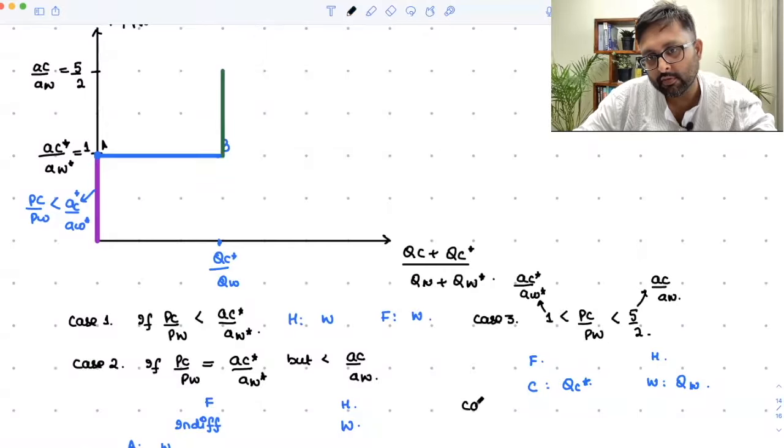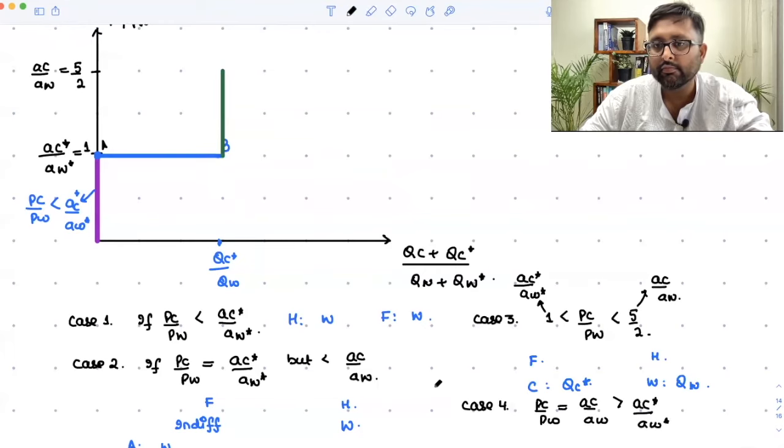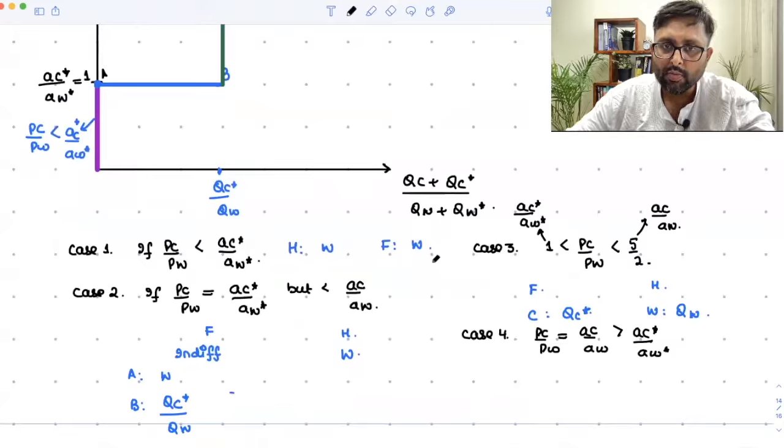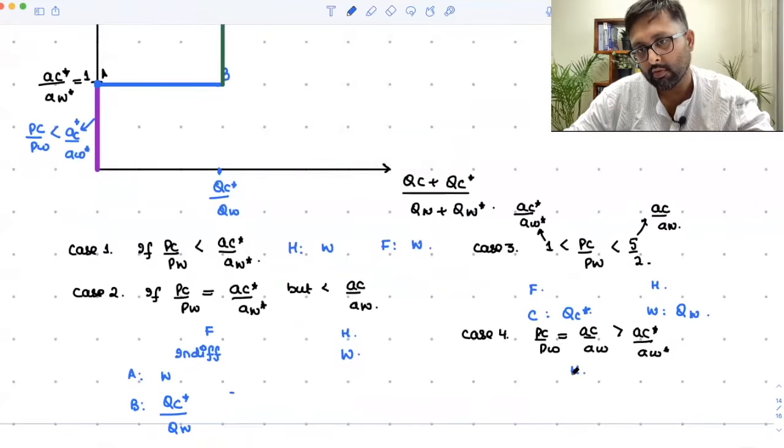Then case 4. PC by PW is equal to AC by AW. Now, when it is equal to AC by AW, it means it is naturally greater than AC star by AW star. Now, here, home country becomes indifferent between producing cheese or wine.